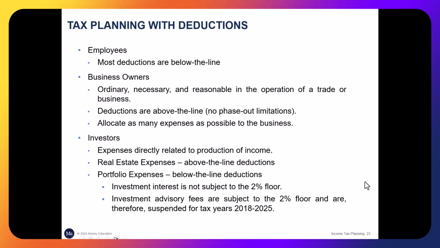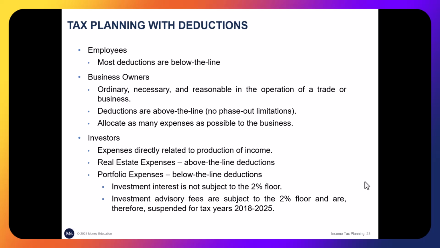So what are some tax planning tips? The Tax Cuts and Jobs Act suspends the deductibility of expenses subject to a 2% floor, with the exception of investment interest, from 2018 to 2025. So most employees with a W-2 can only itemize. So most of the deductions now are for self-employed individuals.